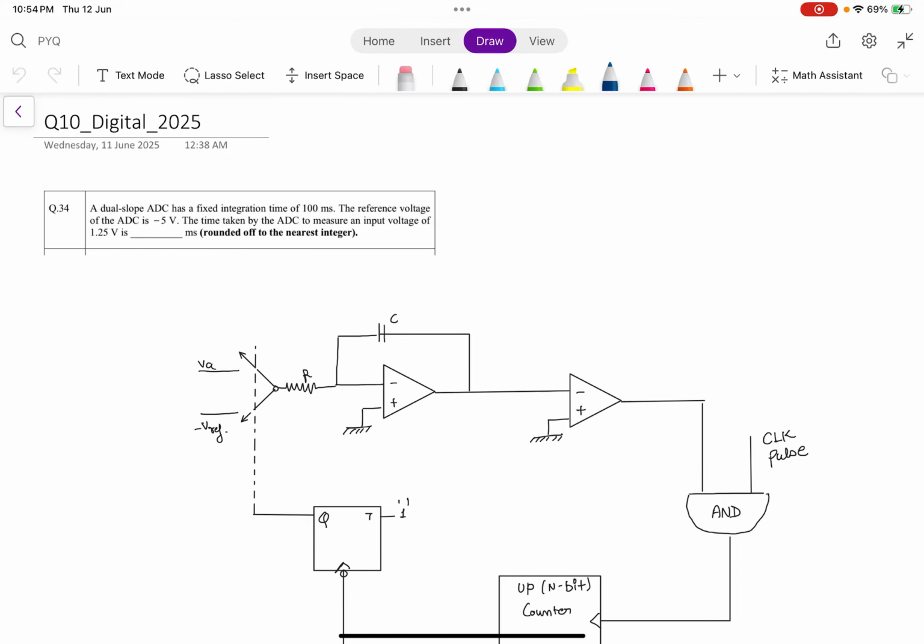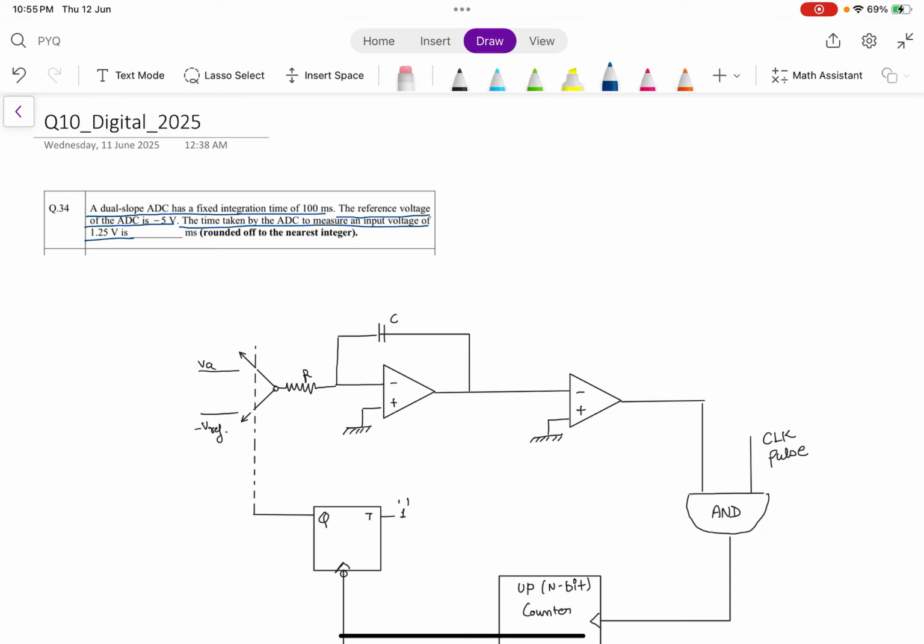Hey everyone, let's start with question number 10, Digital Electronics, asked in GATE examination 2025, instrumentation branch. A dual slope ADC has a fixed integration time of 100 milliseconds. The reference voltage of the ADC is minus 5 volt. The time taken by the ADC to measure an input voltage of 1.25 is.